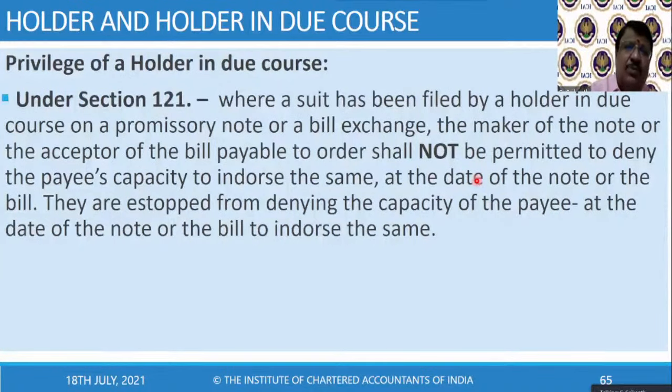Where a suit has been filed by a holder in due course on a promissory note or bill of exchange, the maker of the note or acceptor of the bill shall not be permitted to deny the payee's capacity to endorse. Okay? Once the instrument is given, it can be endorsed. Endorsing is the right of the holder and the holder in due course.